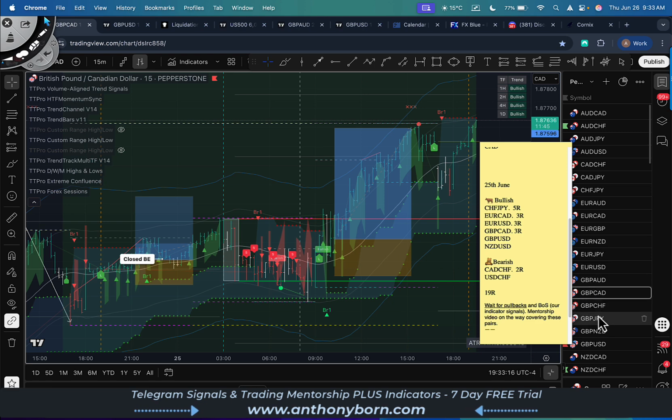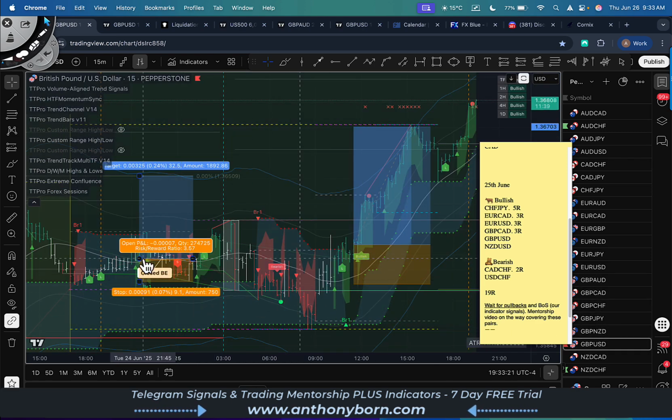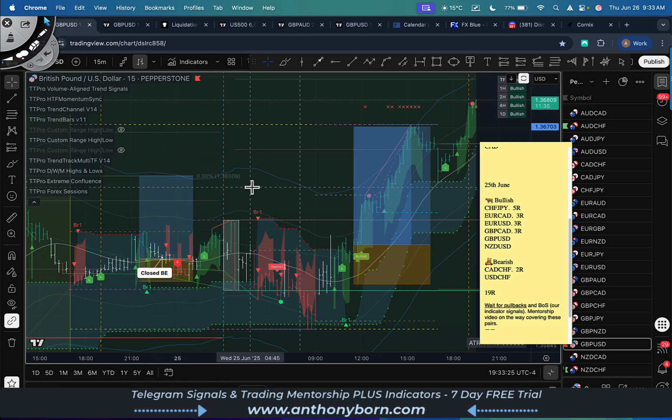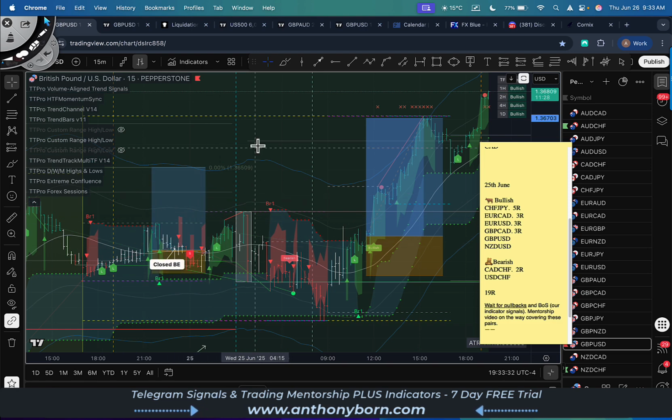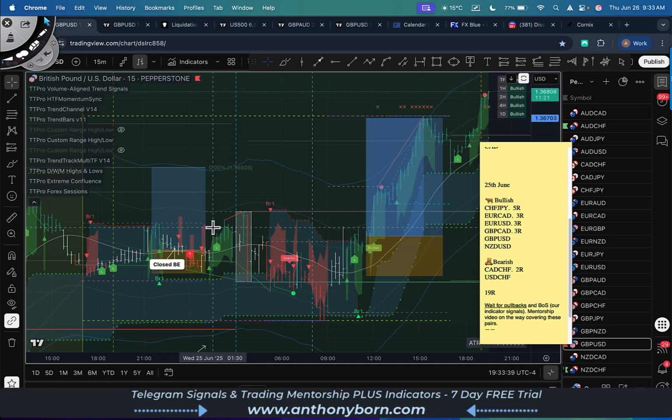The next one was a pound dollar. That was a bullish opportunity. We had a bullish break here. Stop loss to break even, got closed again. Right, so it wasn't a convincing move. And then, of course, you're not going to be looking for the opportunity late in the session. You want to get the opportunity early in the session.